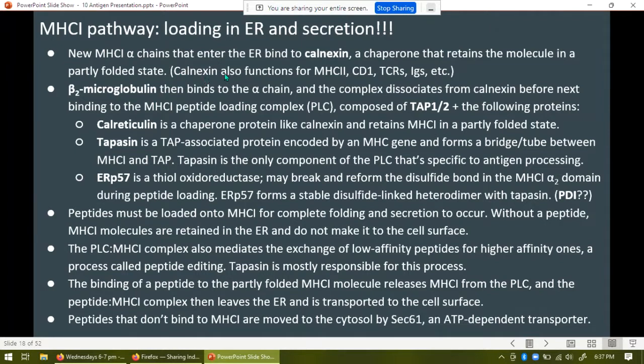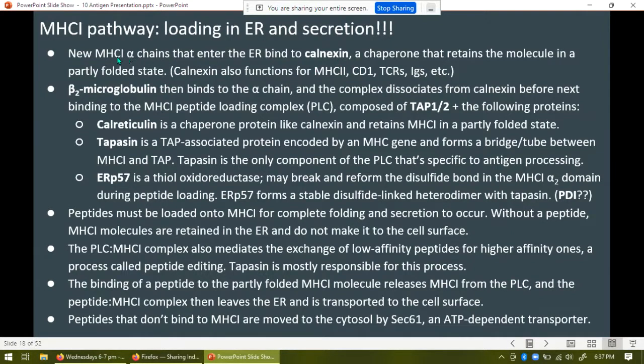An interesting note on calnexin, it is also a chaperone for MHC2, CD1, T cell receptors, immunoglobulins, and a number of other important proteins. But a whole lot of immunological proteins are going to bind to calnexin while they're being synthesized for secretion.